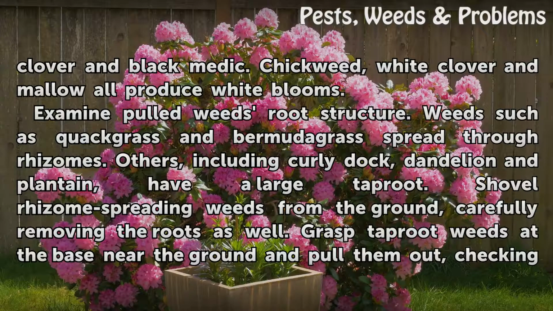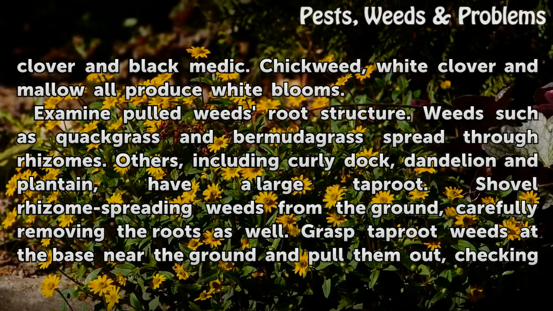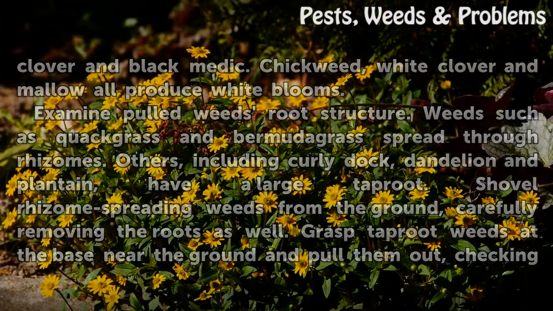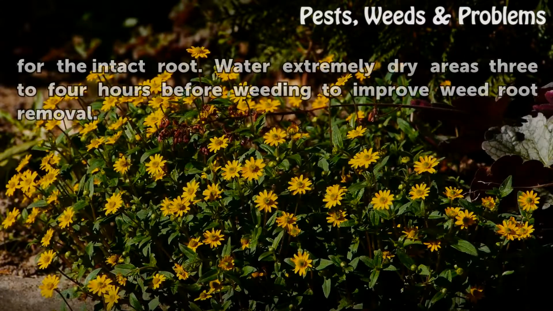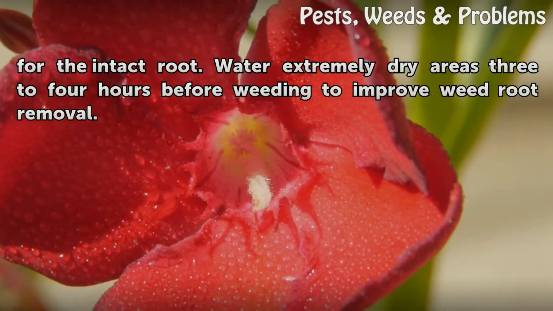Chickweed, white clover and mallow all produce white blooms. Examine pulled weeds' root structure. Weeds such as quackgrass and Bermuda grass spread through rhizomes. Others, including curly dock, dandelion and plantain, have a large taproot. Shovel rhizome-spreading weeds from the ground, carefully removing the roots as well. Grasp taproot weeds at the base near the ground and pull them out, checking for the intact root. Water extremely dry areas 3 to 4 hours before weeding to improve weed root removal.